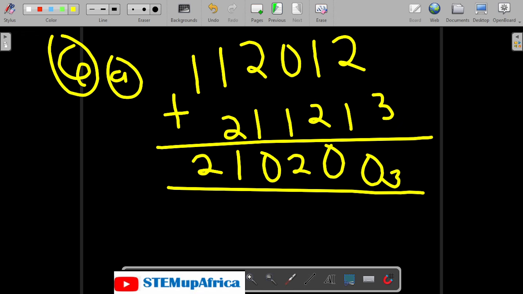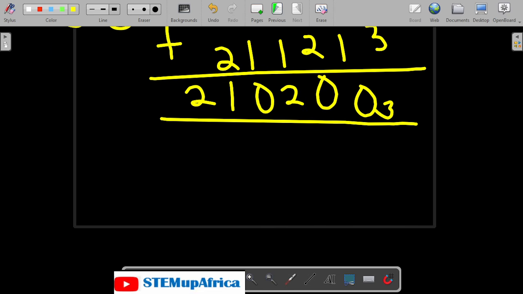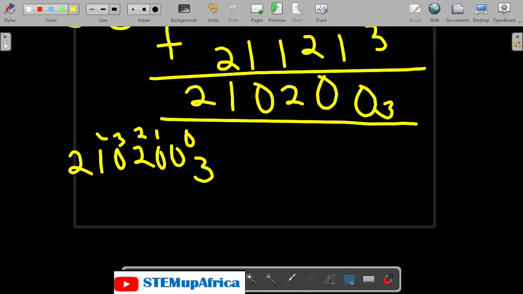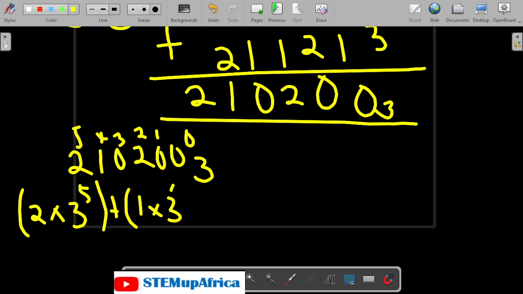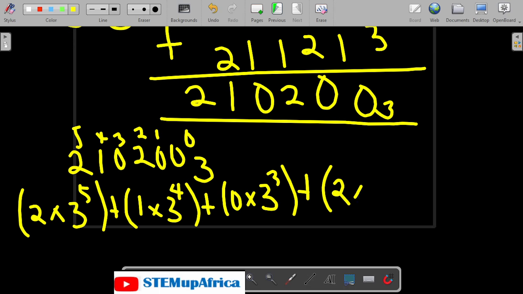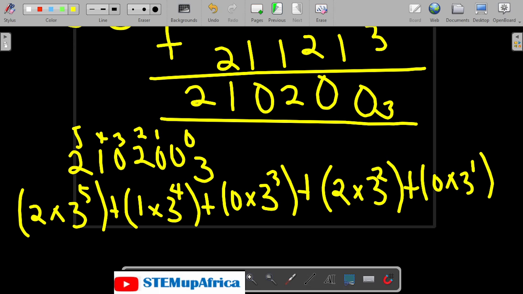So we convert this to base 6. Let's see. I first of all move it to base 10. So I'm having 2, 1, 0, 2, 0, 0 in base 3, with positions 0, 1, 2, 3, 4, 5. So I'm having 2 times 3 raised to the power 5 plus 1 times 3 raised to the power 4 plus 0 times 3 raised to the power 3 plus 2 times 3 raised to the power 2, 0 times 3 raised to the power 1 plus 0 times 3 raised to the power 0.